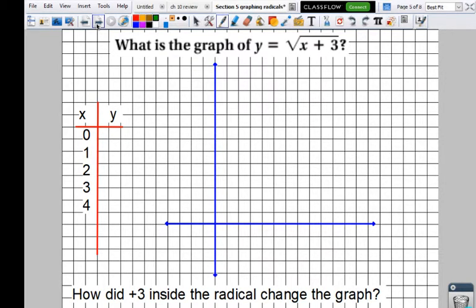Alright, so this time around, I'm gonna graph y equals the square root of x plus 3. But this time the plus is inside the square root. What do you think the plus inside the square root is gonna do? Make it go down? Because it's probably gonna change. Whoa, it makes it go 3 that way instead.